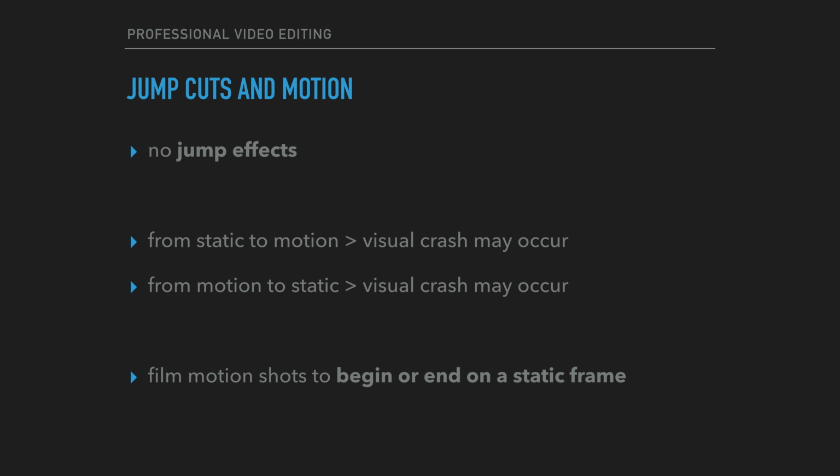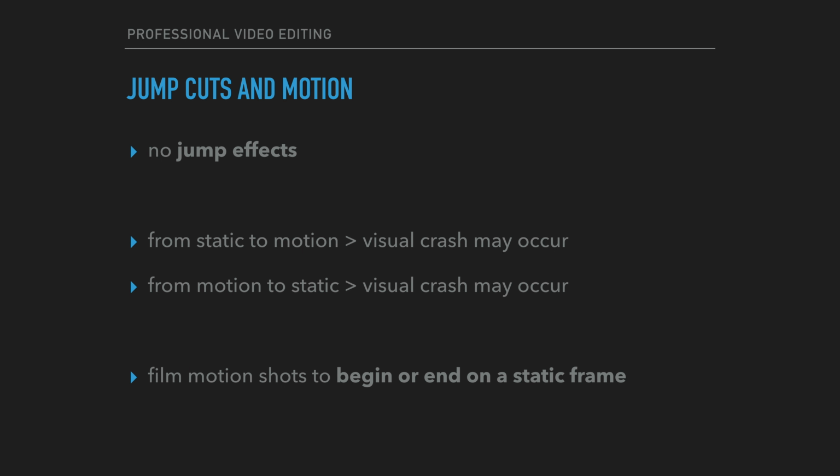The production team should provide pans, tilts, or dolly shots that are in motion, but that begin and end on a static frame. This will ensure that the editor will have the greatest amount of choice and ability to remove any jump effect that may occur.